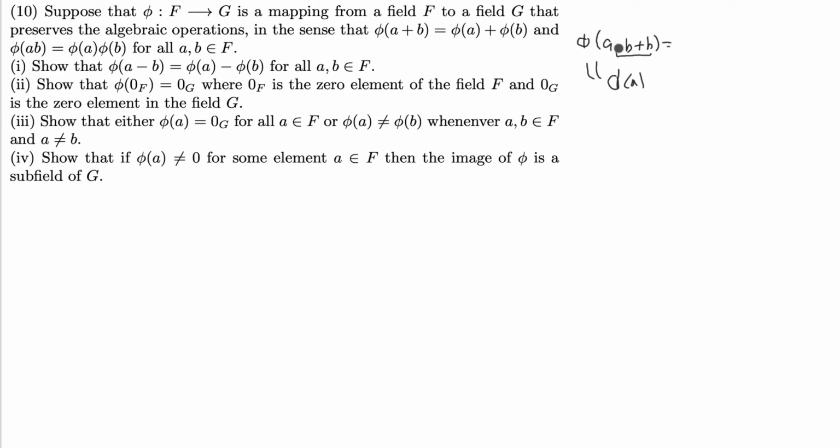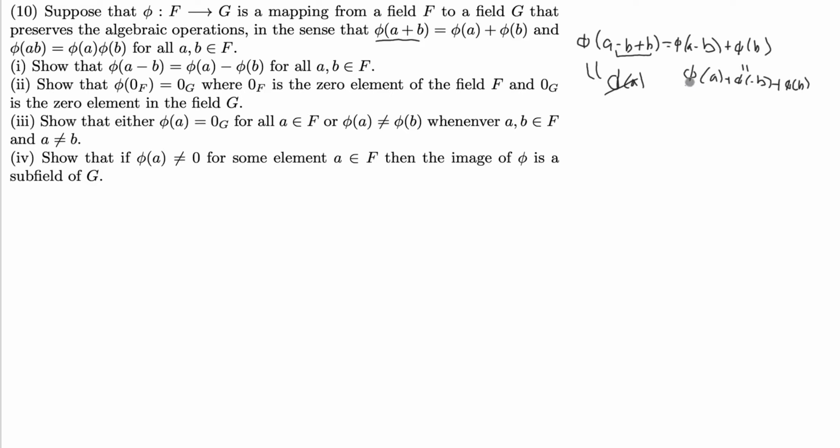Or we can leave the a minus b together, and we can split this up using the property that it respects addition. So we get phi of a minus b plus phi of b. Then we'll recall that our definition of subtraction is namely adding the inverse. So this is phi of a plus minus b. So we can consider this phi of a plus phi of minus b plus phi of b. And we have equality the whole way through, so we can apply cancellation in the field.